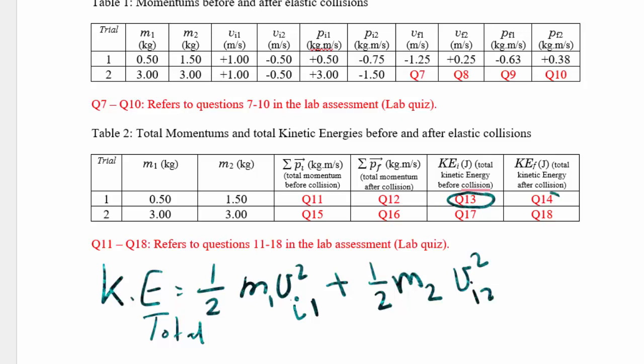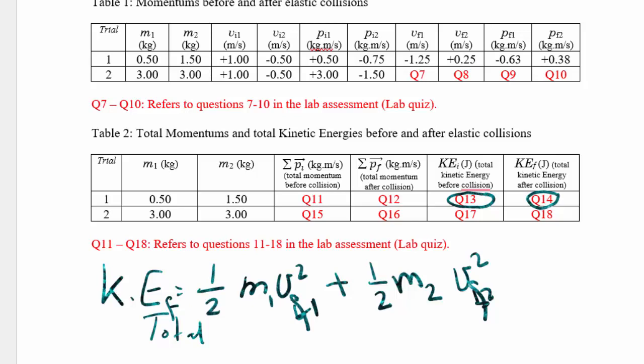Then the same thing should be done for question number 14. But instead of initial, we'll go with the final. This should be the final. And also we'll replace the initial here with the final, and initial here with the final.